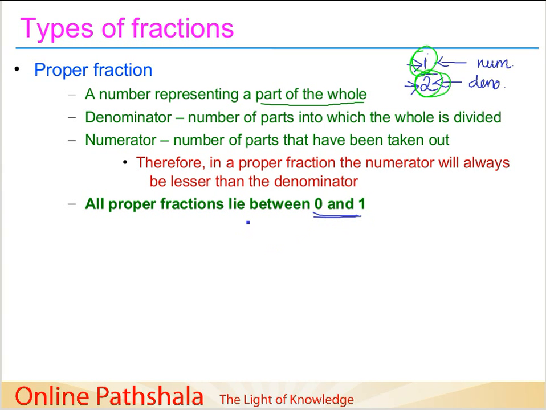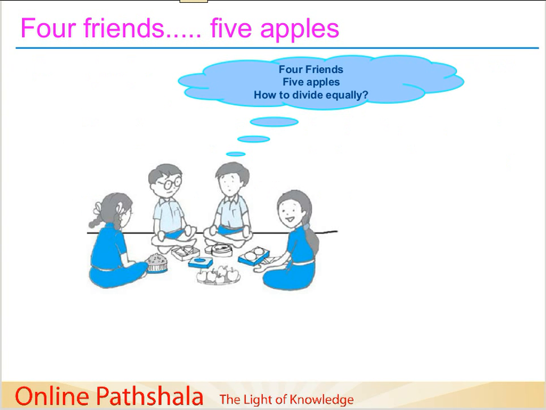So just two quick things. First, in a proper fraction, the numerator is always going to be less than the denominator, and the proper fraction lies between 0 and 1. Having said that, let us try to understand the concept of an improper fraction.